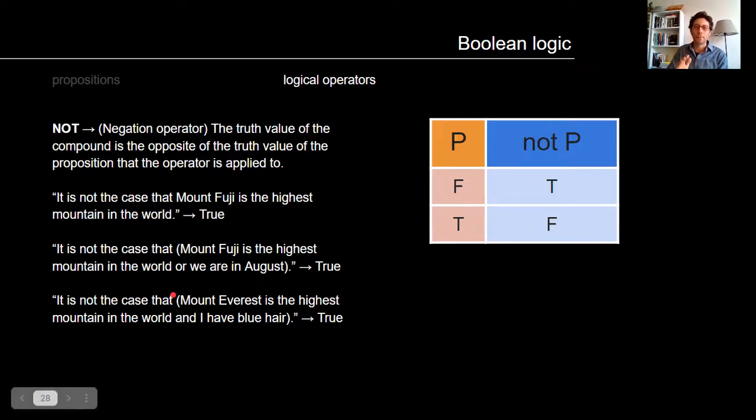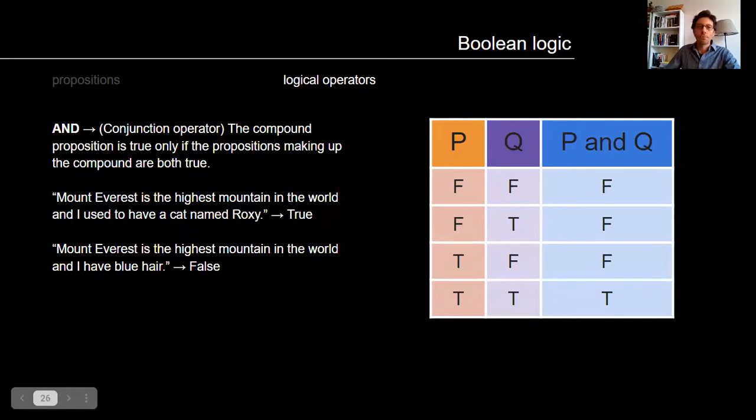Again, it's not the case that (Mount Everest is the highest mountain in the world AND I have blue hair). Mount Everest is the highest mountain in the world: true. And I have blue hair: false. What's the truth value of true and false? Let me go back 2 slides now to the truth table of AND. So Mount Everest is the highest mountain in the world, true. So P is true. P is true, and I have blue hair, false, Q is false. So we have true and false. True and false gives a false result.